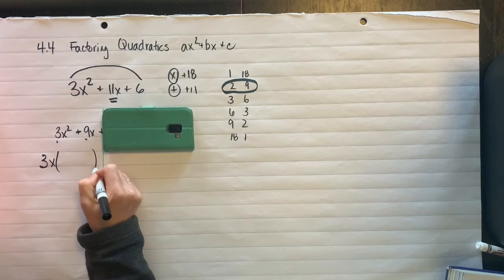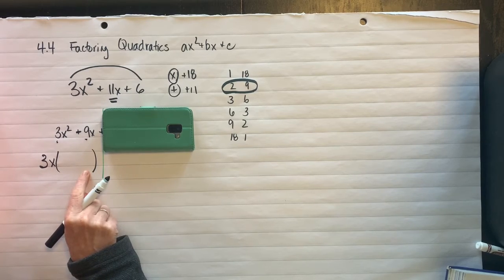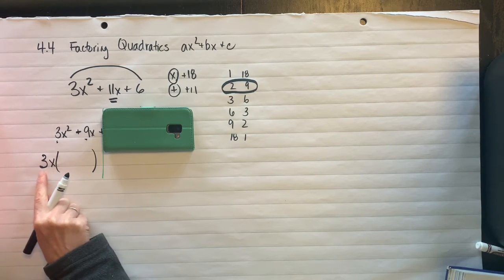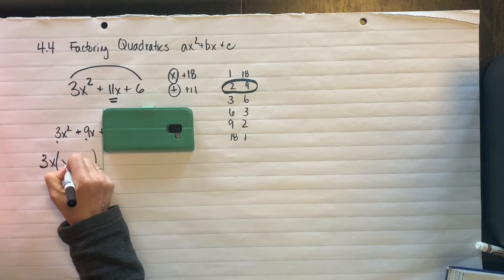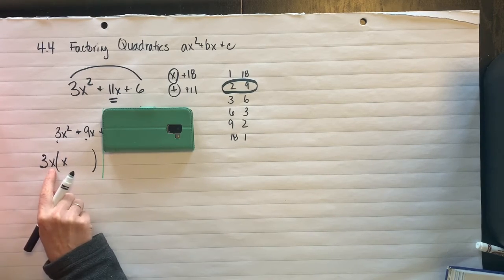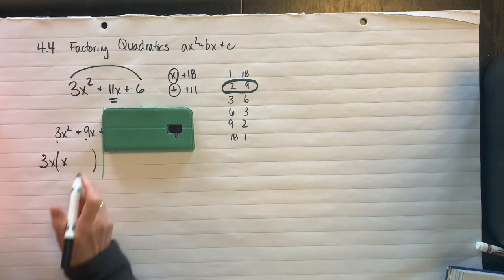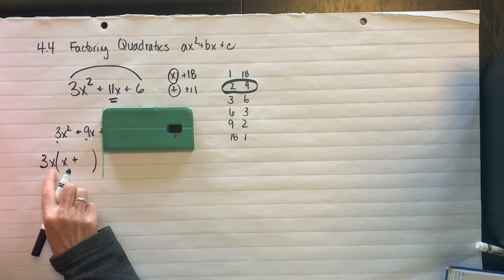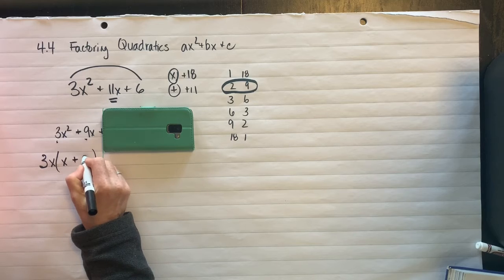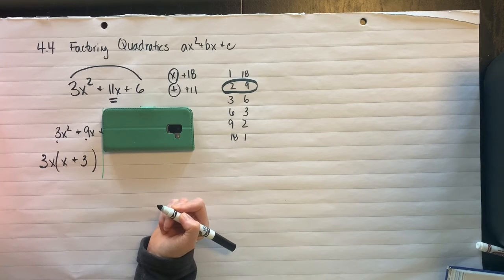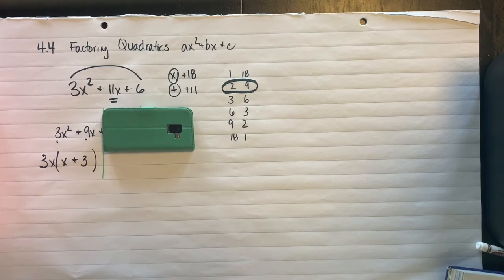Now I look at factoring this, putting the brackets in, saying, what would I have to multiply 3x by to get back to 3x squared? Well, the answer would be x. 3x times x equals 3x squared. And what would I have to multiply 3x by to get 9? Plus 3. So I factored the first part of my equation.